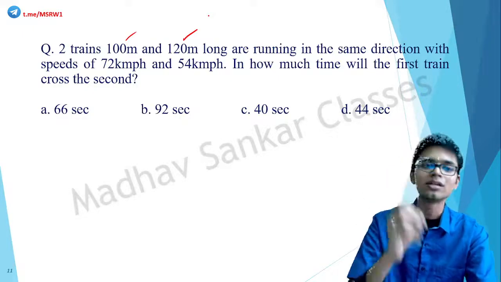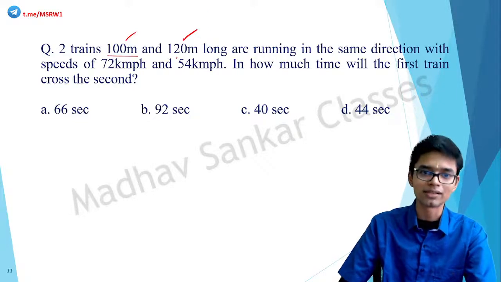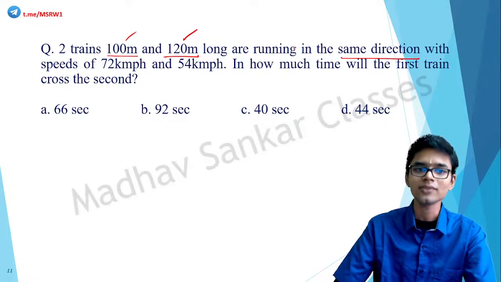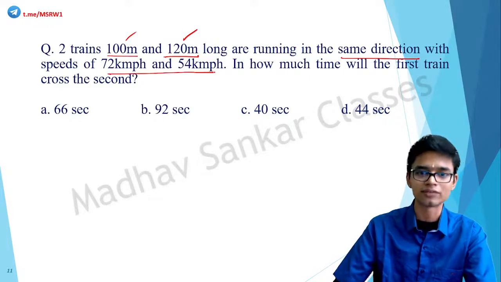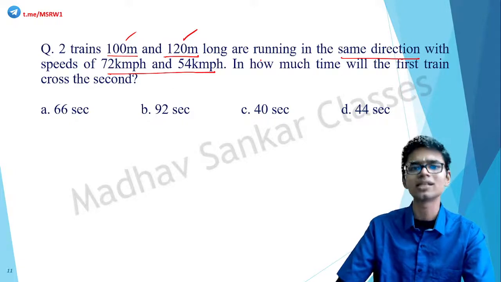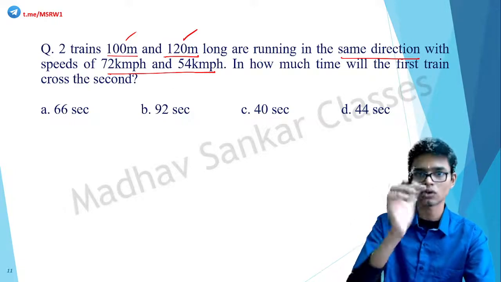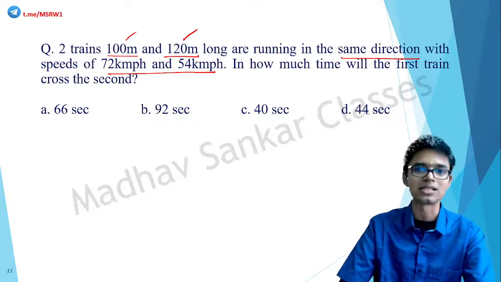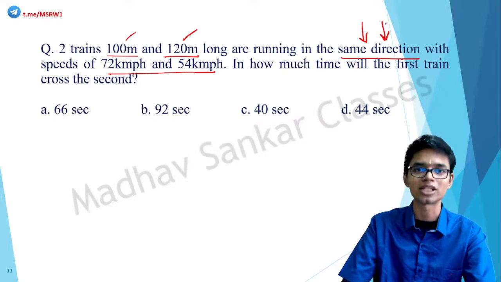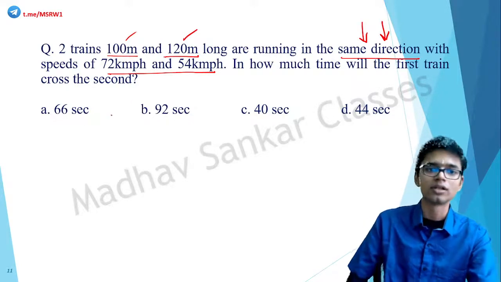So in this question, there are two trains, one is 100 meters and the other is 120 meters, running in the same direction with speeds of 72 kilometers per hour and 54 kilometers per hour. In how much time will the first train cross the second? So basically, the time taken by the two to cross over each other from the moment they meet. So again, it is the same method, same concept, except when you take the relative speed, you have to keep in mind that they are running in the same direction. So the speeds will cancel out.